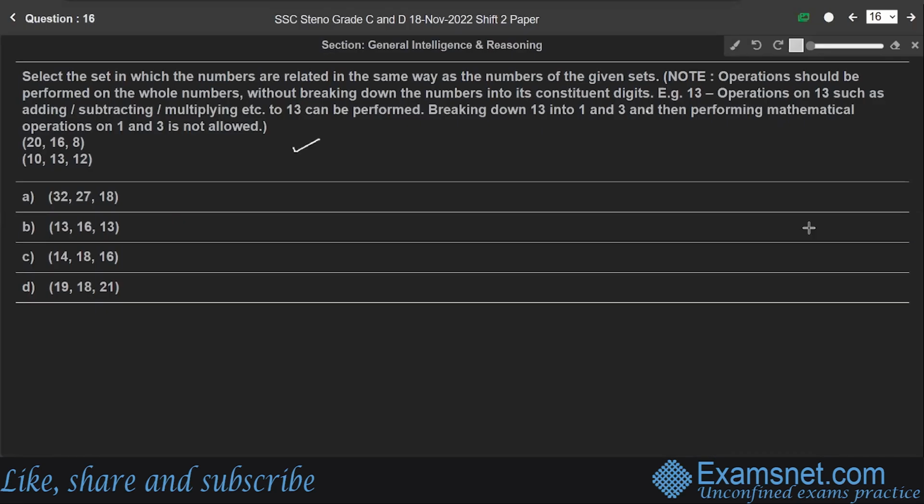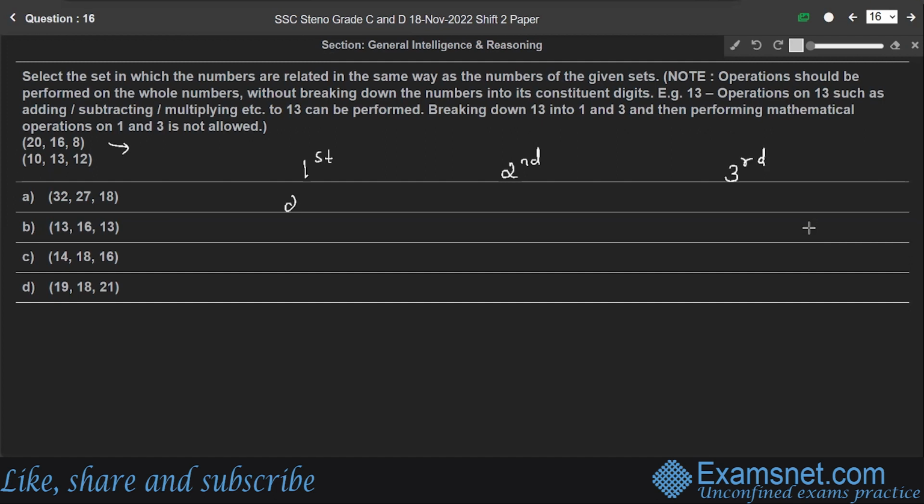Question number 16. Select the set in which the numbers are related in the same way as the numbers of the given sets. The note is operation should be performed on the whole numbers. Should not break down the numbers like 13 and 45. You should not take 1 and 3 separately and then perform mathematical operations, which is not allowed. Keeping this in mind, we'll consider the first set of numbers, in which we have three numbers, first, second, and third number.